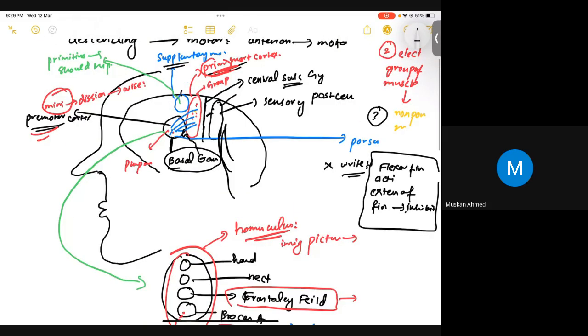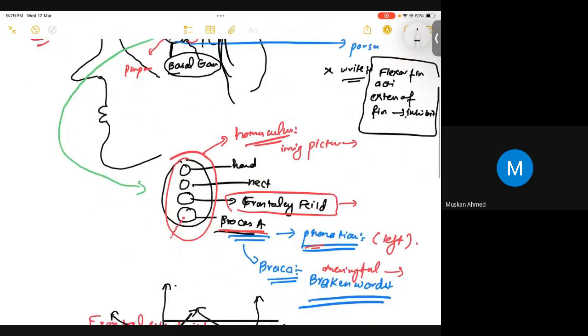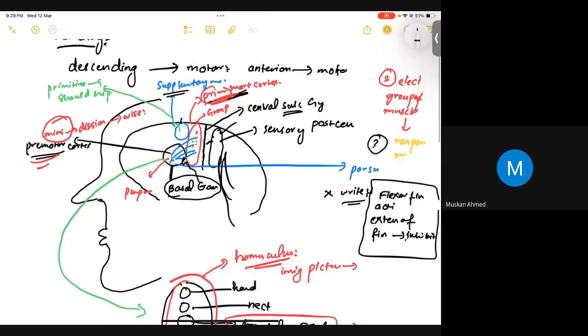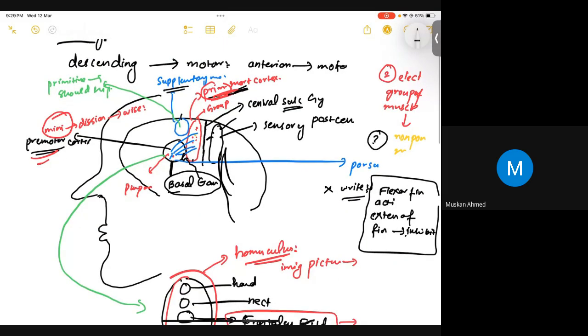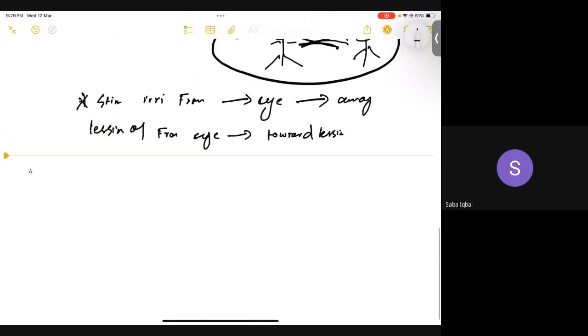Okay. Then we have our primary motor cortex. On the primary motor cortex we still have a homunculus, the imaginary picture or structure which indicates different areas. You have a UWorld MCQ on Broca's area, I have already discussed. You have a UWorld MCQ on the frontal eye field, you already discussed that. Let's discuss the homunculus of the primary motor cortex. So for example, let me just draw it.